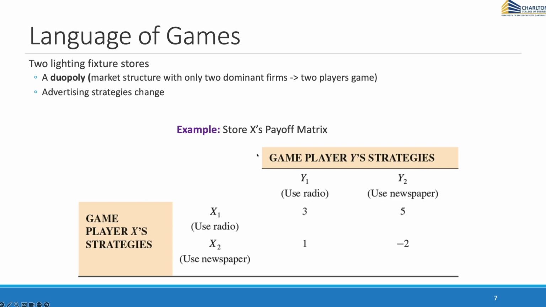The way we read this payoff matrix is assuming the gain for player X, the player which is on the row. If player X chooses X1, assuming that Y chooses Y1, then player X will gain 3 points. If player X plays X1, assuming that Y is playing Y2, then player X will gain 5 points. Similarly, if player X chooses X2, assuming that Y is playing Y1, then X will gain 1 point. And if player X chooses X2, assuming that Y is playing Y2, then player X loses 2 points.